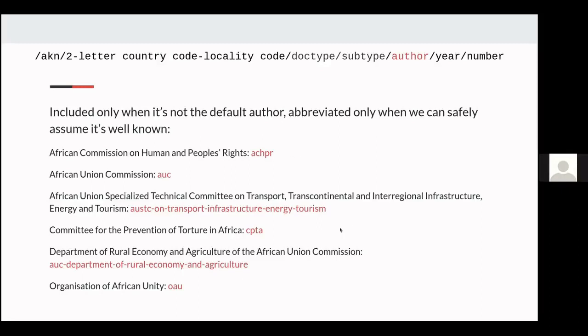And here, again, we abbreviate the ones that are super well known, very common. Everyone knows that OAU is Organization of African Unity. But for the more niche departments and people we will spell it out, which again is going to lead to longer URIs, but less confusing ones, because AUCDREA would mean nothing to anyone.